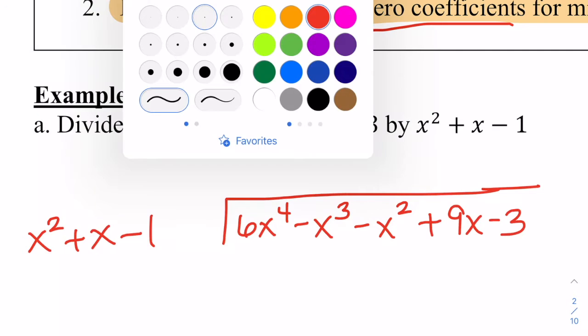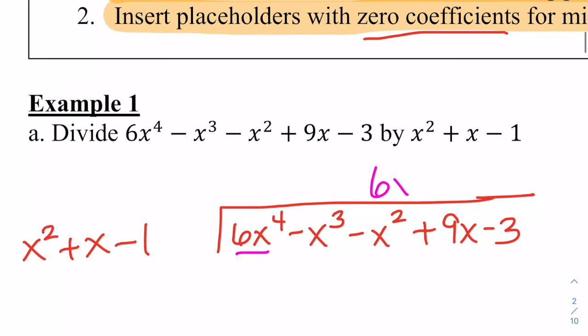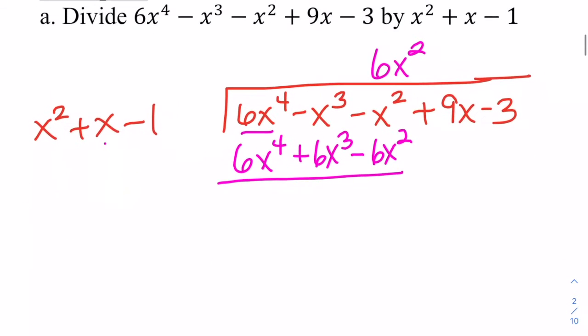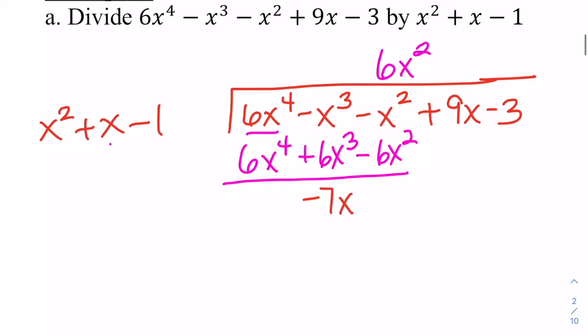Now remember, for the first step, you want to say, what do you need to multiply x squared by to get 6x to the fourth? Well, we need a 6, and we'll need 2 more x's. So that'll be 6x to the fourth plus 6x cubed, we have to multiply by the x, and then minus 6x squared. Remember, we're going to subtract going down, so the terms cancel. So we'll have negative 7x cubed plus 5x squared, and then bring down the 9x.